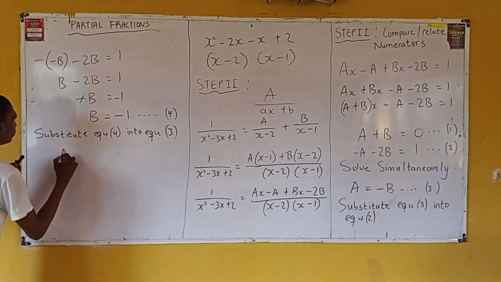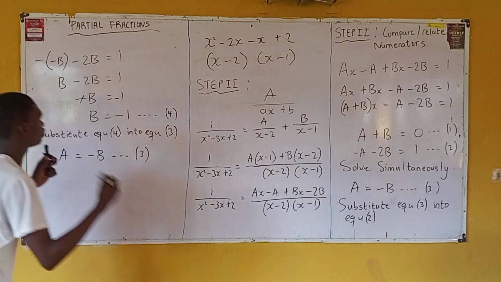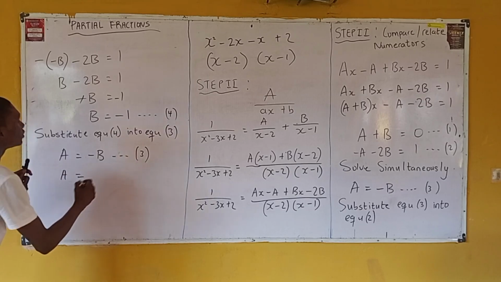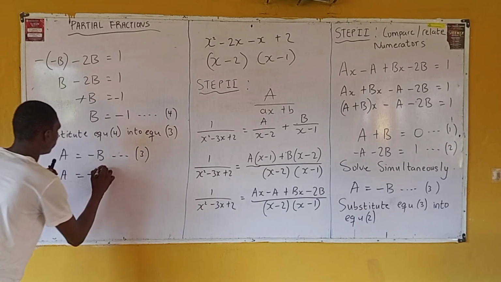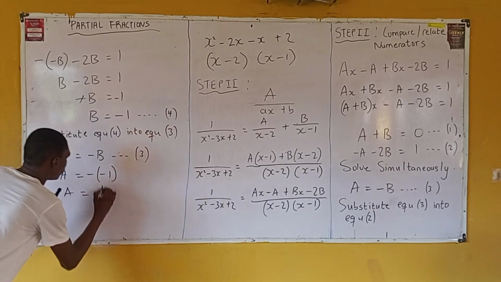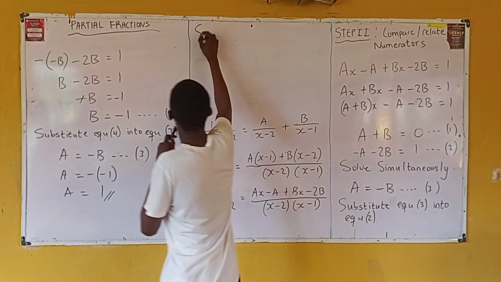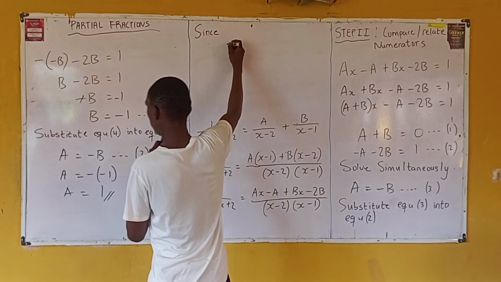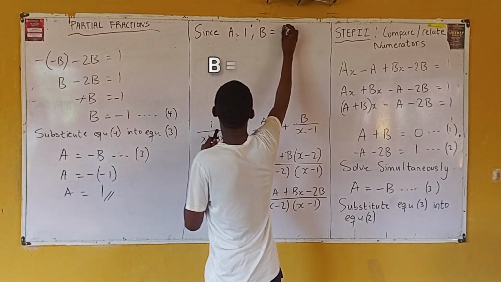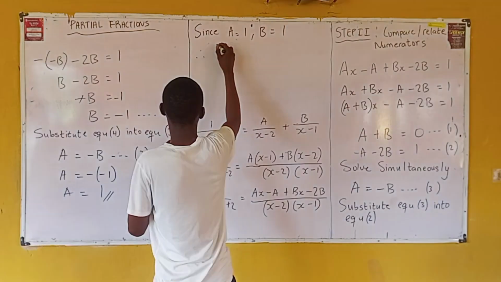Alright, so our equation 3 is what? a is equals to minus b, equation 3. So we can simply substitute our b to be equals to minus 1 into equation 3, which is a is equals to minus open brackets minus 1. Then minus times minus is plus, so a will be equals to 1. Alright.